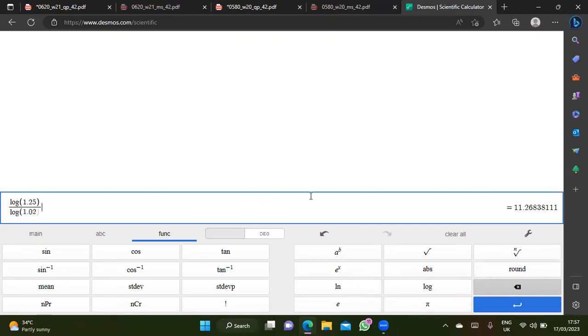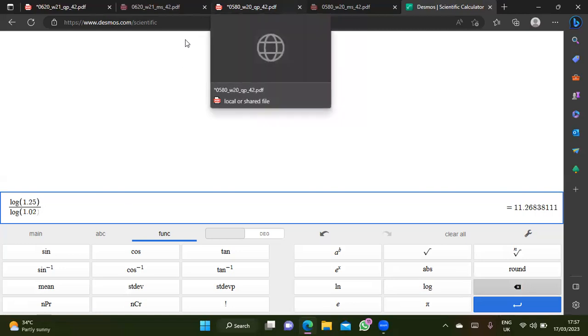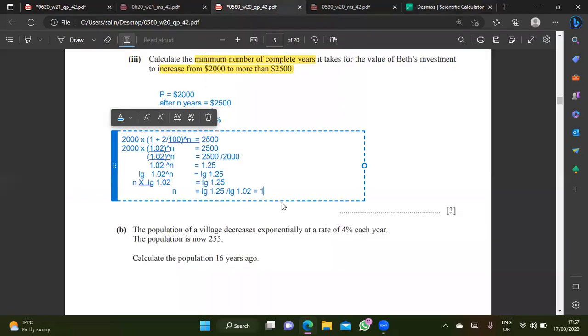A lot of people are too scared here. Now, there you go. That's the answer. You got the answer here: 11.26. Okay, we can write it down. 11.26. What is n? Number of years. We're not answering the question yet.